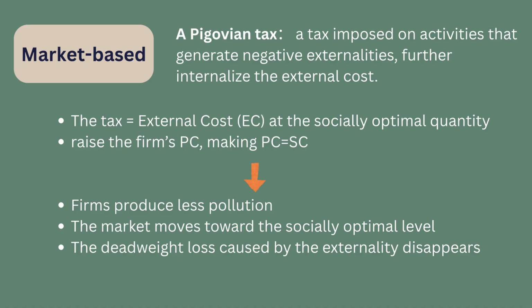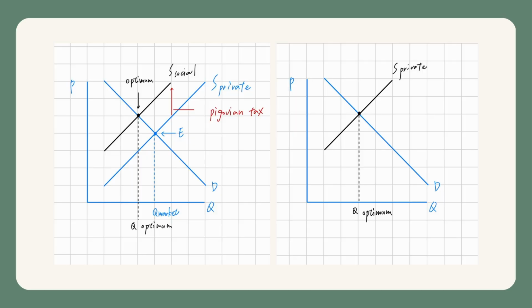Internalizing the externality: the Pigouvian tax must equal the external cost at the socially optimal quantity. This shifts the private cost curve upward so that it exactly overlaps with the social cost curve. On the graph, we illustrate this by shifting the marginal private cost upward by the amount of the tax. The new curve coincides with the social cost curve, and the new equilibrium occurs at Q social and P social.